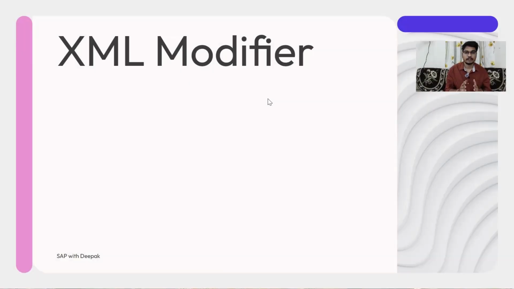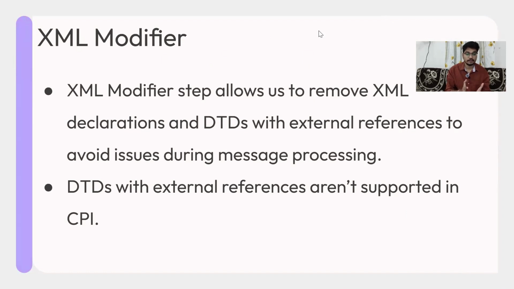We are going to learn about a simple palette function today called XML Modifier. So let's look at the definition of it. XML Modifier step allows us to remove XML declarations and DTDs with external references to avoid issues during the message processing. It is a very simple component. Let's see how it works in our CPI tenant.